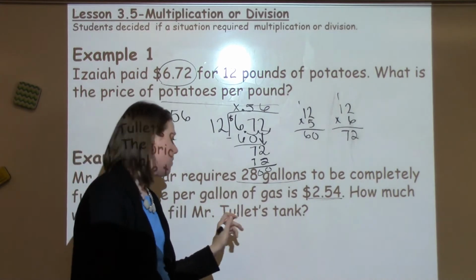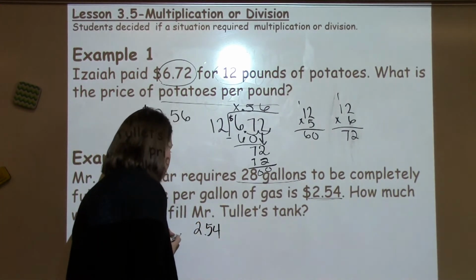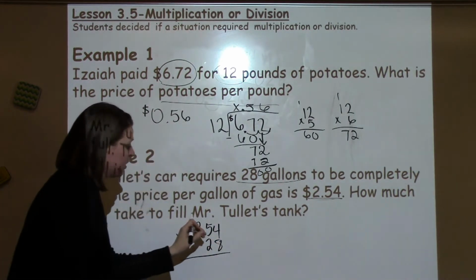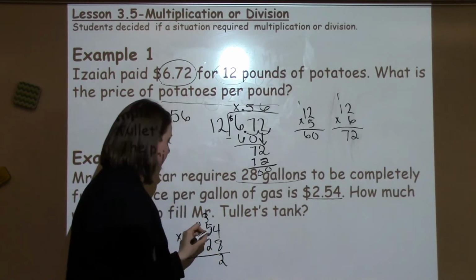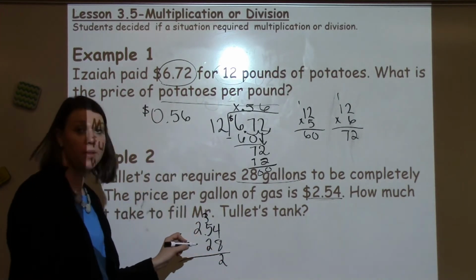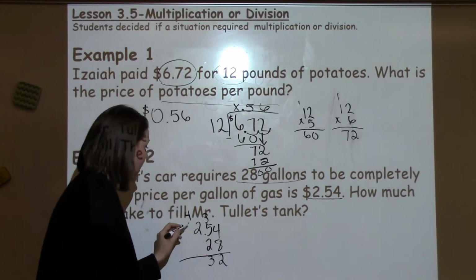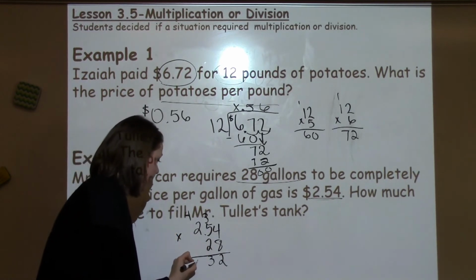So what I'm going to do is I'm going to write my $2.54 times my 28 gallons. All right, when I have 4 times 8, I have 32. So I'm going to put down my 2, carry my 3. I have 5 times 8, which is 40, plus 3 more is 43. I've got 2 times 8, which is 16, plus 4 more is 20.